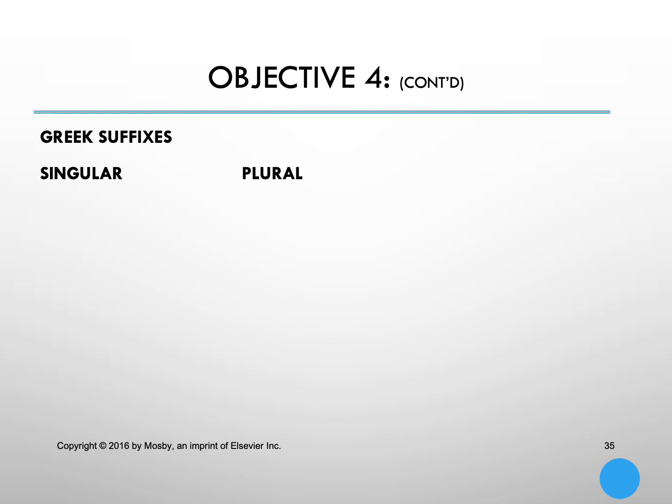All right, let's look at a couple more. MA. If the ending is MA, then plural will be MATA. If the singular ending is NX, it's going to change to NGES, phalanx. All right, it's a part of our finger bone. All right, more than one would be phalanges. ON is the singular ending, A is the plural ending. SIS changes to SES.